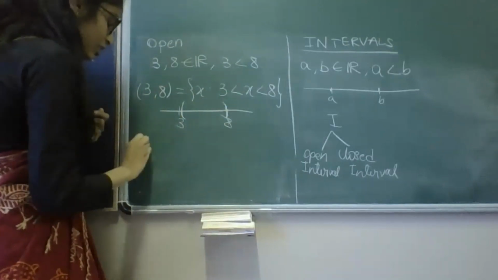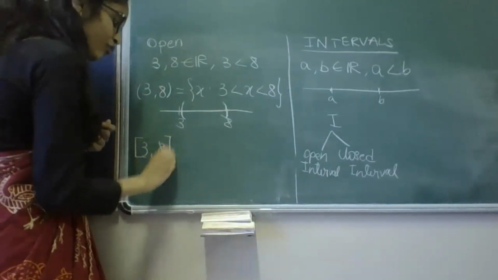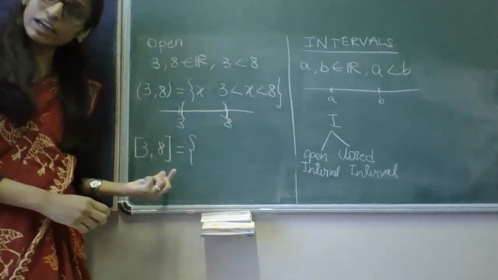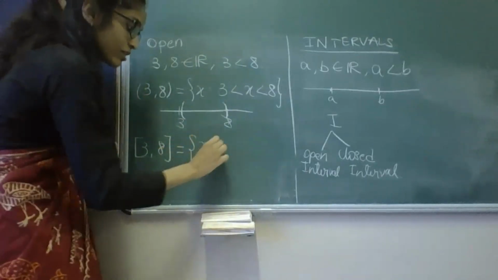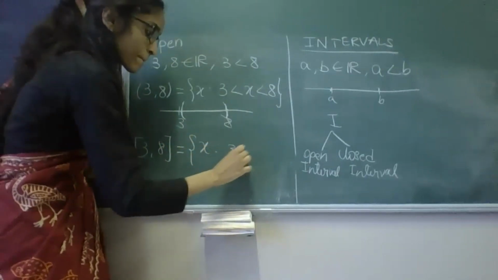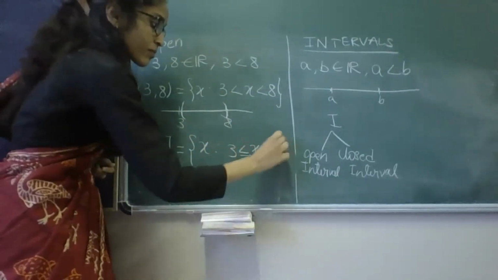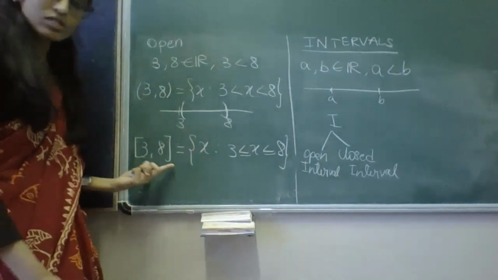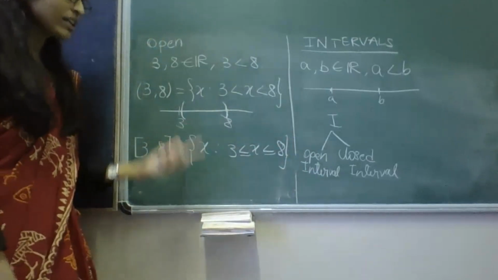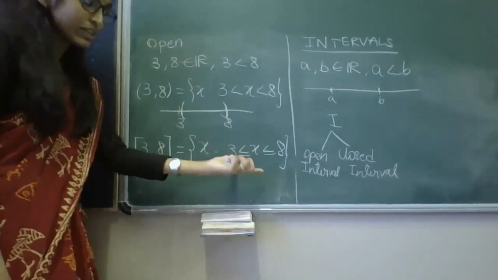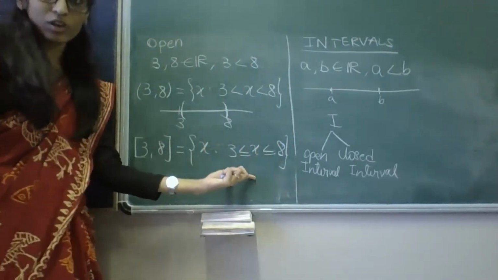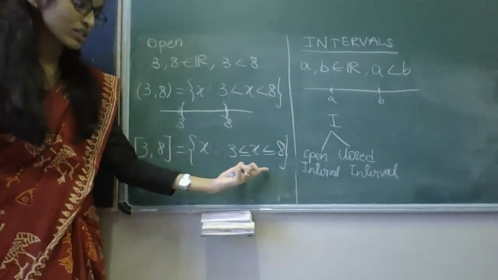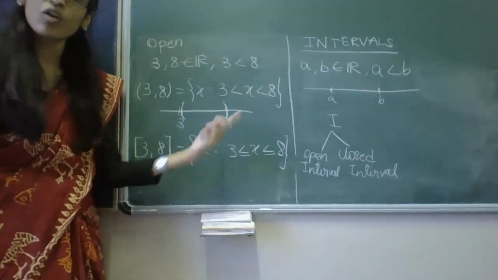Closed interval 3, comma 8 is a set of all points between 3 and 8, including the endpoints. Meaning, it will be written this way. So this set, closed interval 3, comma 8, contains all the elements between 3 and 8, including the endpoints. Please note here it is strictly less than in open interval. In closed interval, it is less than or equal.